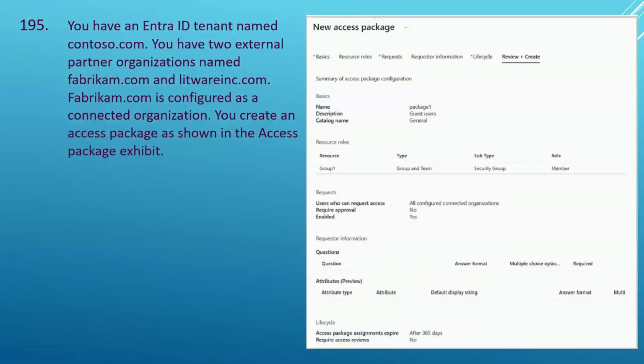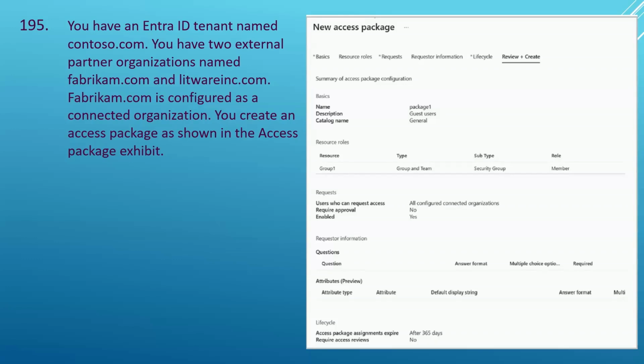Question number 195 of the series. You have an Entra ID tenant named contoso.com. You have two external partner organizations named fabricam.com and litwareincorporation.com. Fabricam.com is configured as a connected organization. Friends, make a note, fabricam.com is configured as a connected organization. This will be helpful in answering the question.